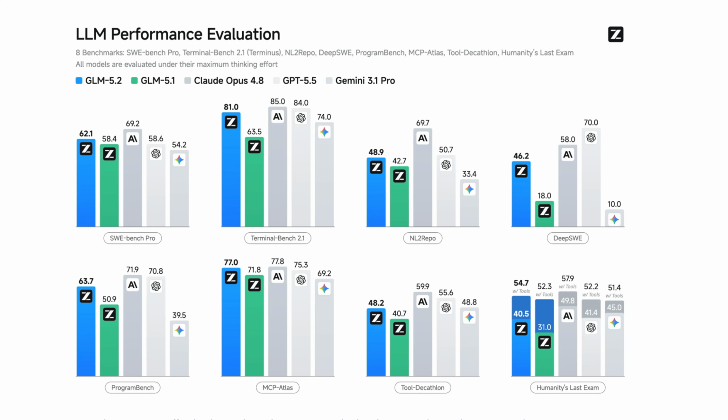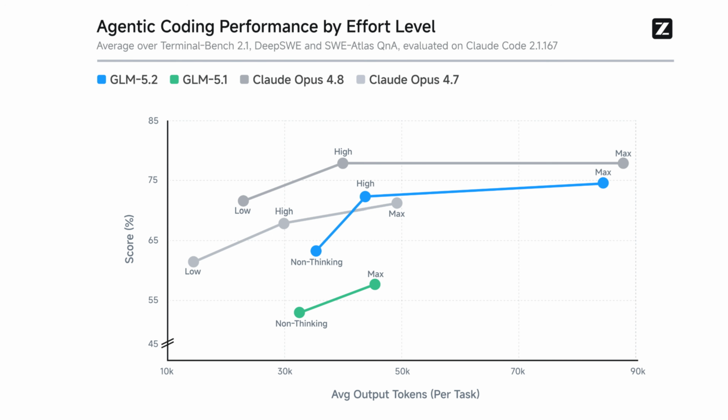The new GLM 5.2 model by Z.ai is getting lots of attention, and for good reasons. It performs surprisingly close to Claude Opus 4.8 across multiple benchmark tests, as you can see from these charts. And the coding capabilities of GLM 5.2 are seriously impressive. Apart from that, it is almost 9 times cheaper than Claude Opus 4.8.